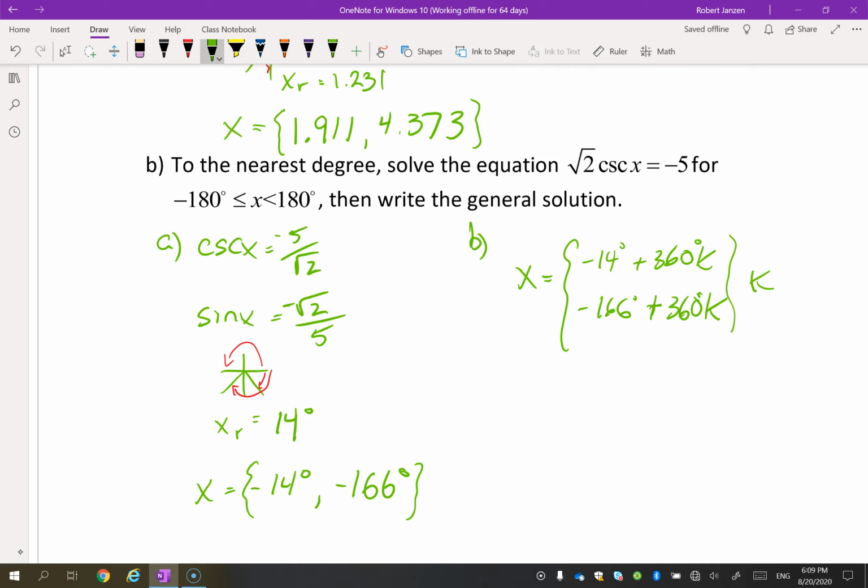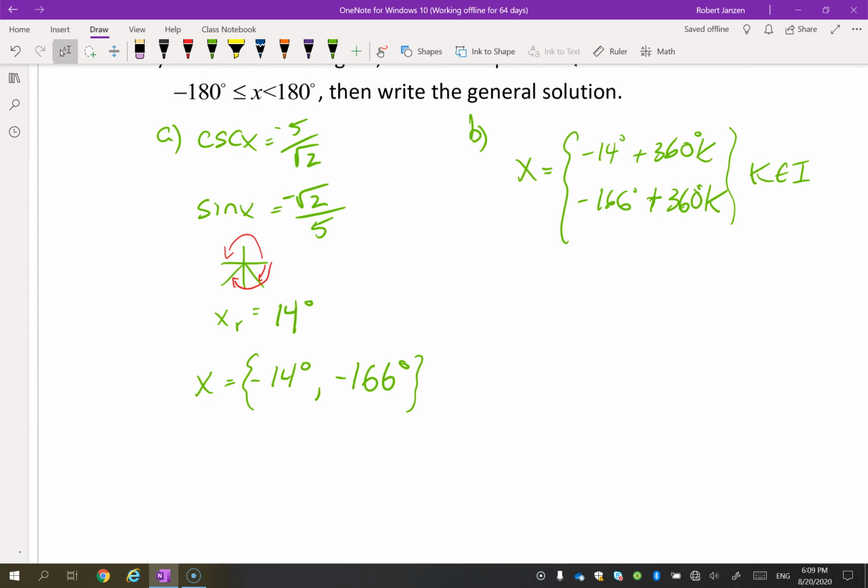By the way, what happens if you miss a degree symbol? Costs you half a mark. Okay, you have to be pretty particular.